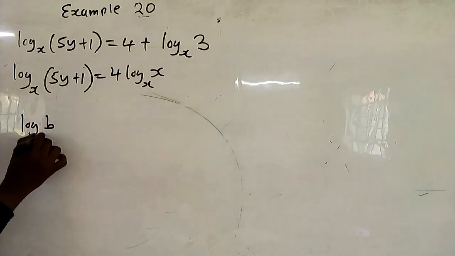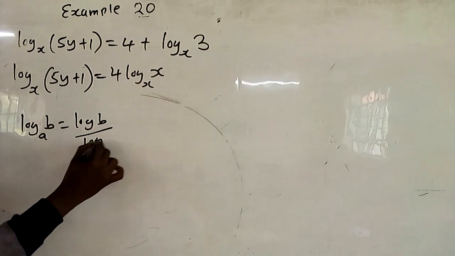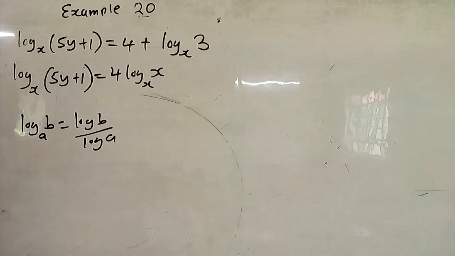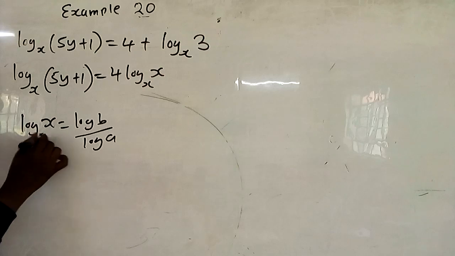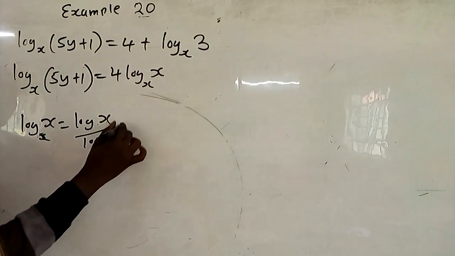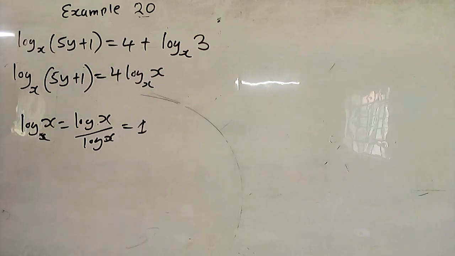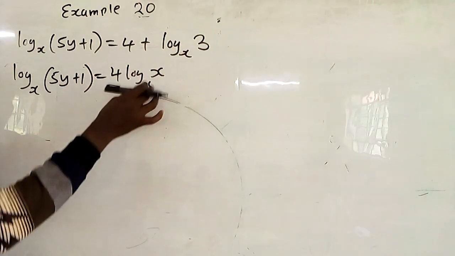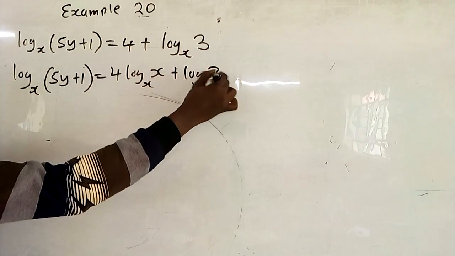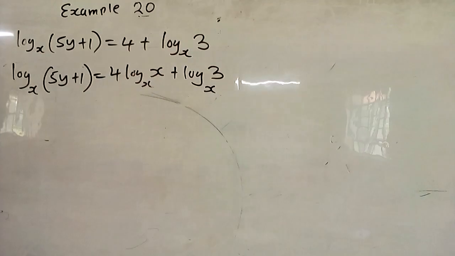Because you can remember, when you have log b to base a, this is the same as log b over log a, meaning the base is the logarithm in the denominator, isn't it? So it means when b is x and a is x, it is like you have log x over log x, which is 1, so a log of a number to the same base is 1, isn't it? So you've introduced log x to the same base x plus log 3 to base x. So now you have the same base all through in all terms, isn't it? Base x, base x, base x.